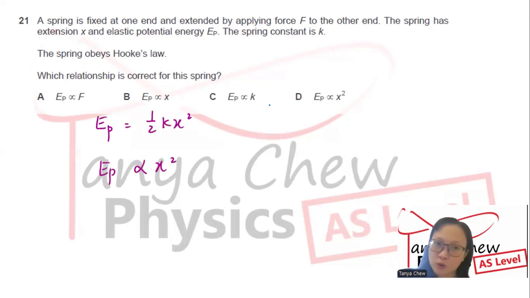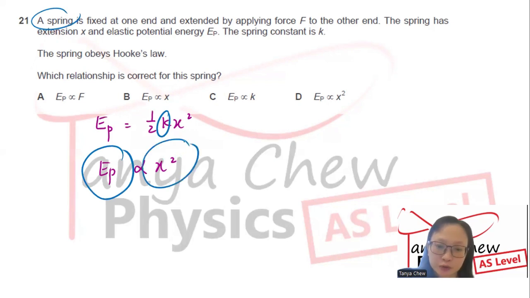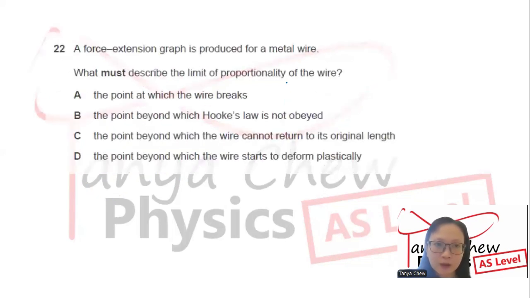So use the Hooke's law equation. Total elastic potential energy is equal to half kx squared. K is a constant because you are using the same spring. So elastic potential energy is directly proportional to x squared, extension squared. D is the answer.